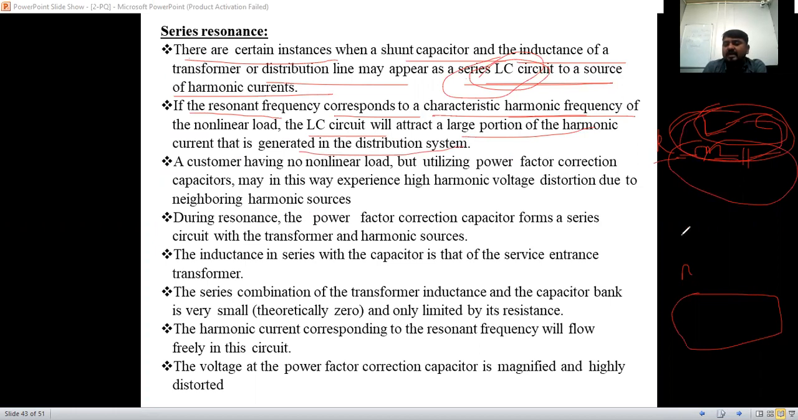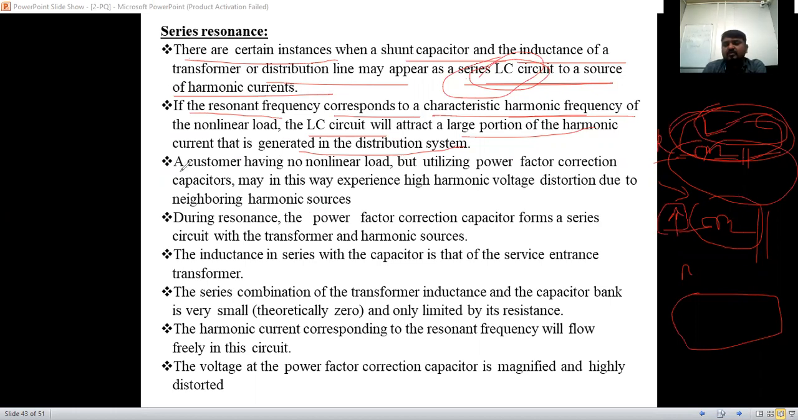Where we are going to connect this LC circuit in the distribution system, when the resonant frequency corresponds with the non-linear load's harmonic frequency, on that condition, what is going to happen? This LC circuit is going to attract a large portion of the harmonics. It is connected in the distribution system, so this current will be generated in the distribution system. Suddenly it is going to give a spike, a large change in the voltage.